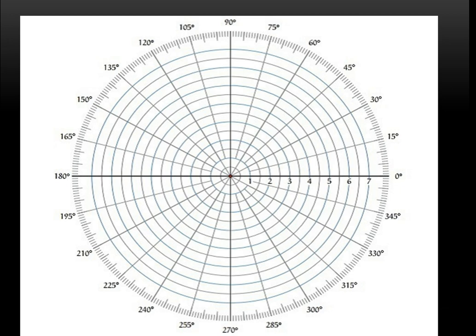These radial lines represent the angle, and these circles represent the magnitude in the polar graph. For example, if the magnitude of the open loop transfer function is 1 and the phase of the open loop transfer function is 90, then how to plot this value on the polar graph?